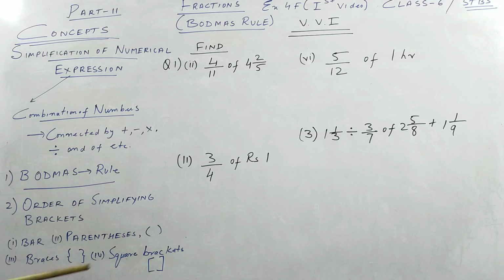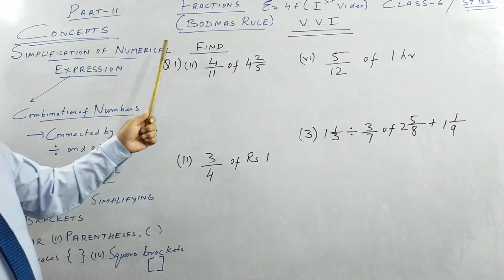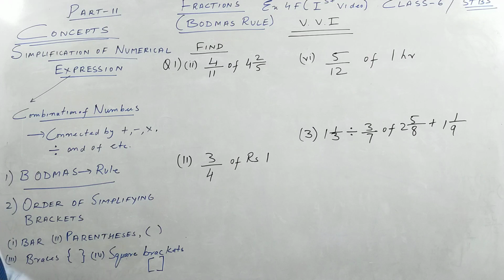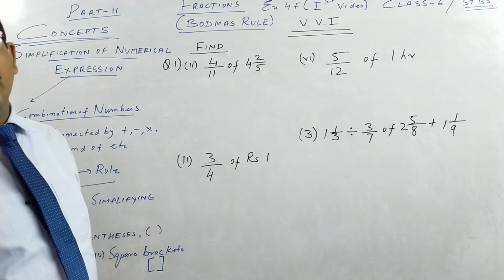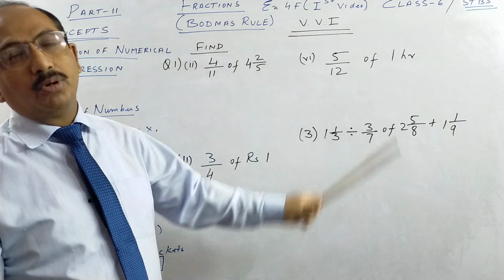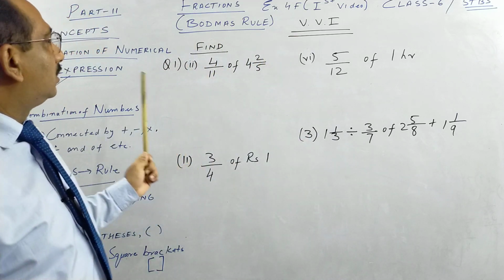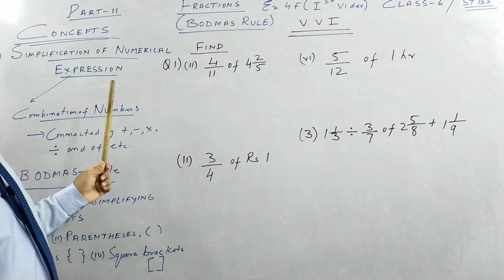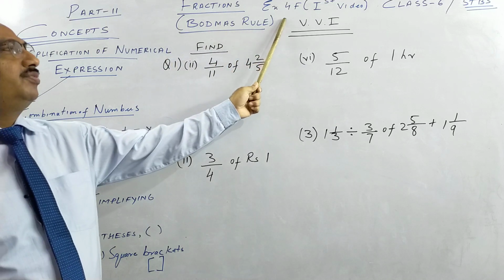Hello students, today we start a very important chapter called the BODMAS rule. You will see the same thing again in class 7 also. So remember, this is one of the very important chapters: simplification. We learn what is simplification. So in fractions we come to 4f.